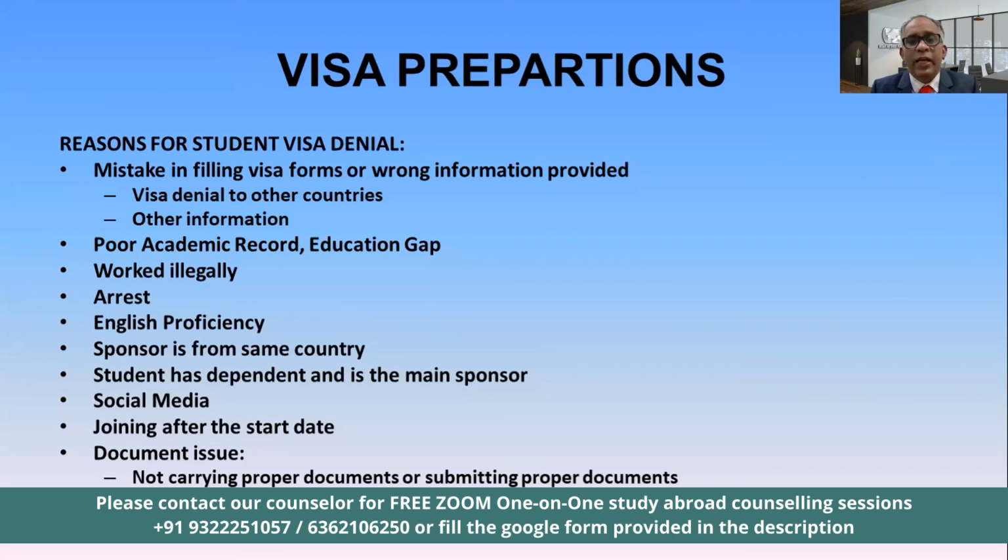Your poor academic record or education gap, if you are not able to justify it, could lead to a rejection. You have worked illegally, for example 20 hours per week is allowed and you work 40 hours. If it is found, you will have to come back. If you have been arrested here, it affects your visa chance. If you are arrested there, that also is a problem. So avoid all these things, because it's your career. Any major serious offenses could be a problem for the visa.